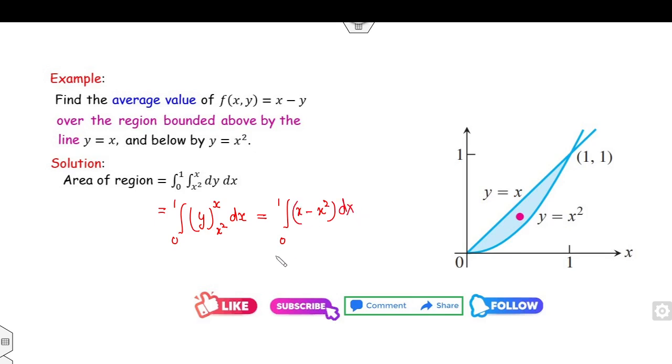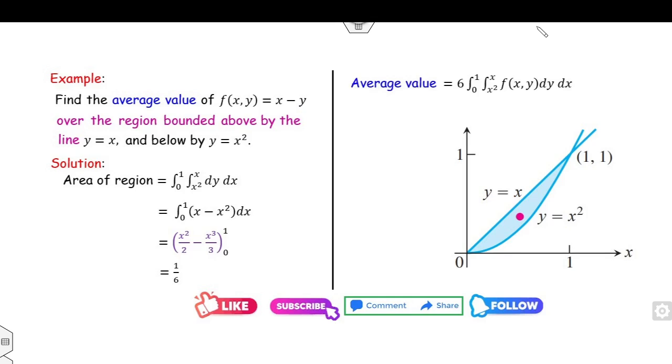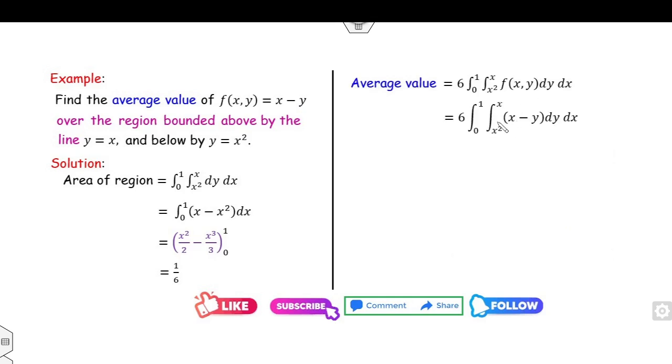Can you solve this integration? It is x square over 2 minus x cube over 3 from 0 to 1. So what is the answer? 1 over 2 minus 1 over 3, that is 1 over 6, which is the area of the region. Therefore the average value will be 1 over area times the double integration of f, where f is x minus y, dy dx. So 1 over 6 can be written as 6 times the integral, and the limits are the same.